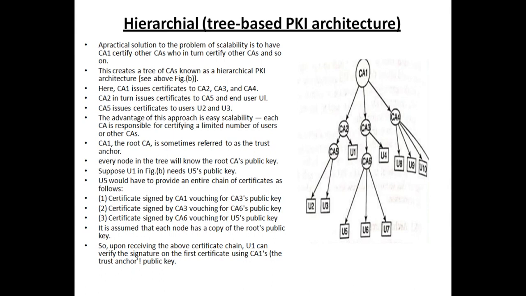So here certifying authority 1 issues certificates to certify CA2, CA3 and CA4. CA2 in turn issues certificates to CA5, so CA5 is put under CA2. CA5 issues certificates to user 2 and user 3. So that's how it's been categorized. The advantage of this approach is very easy scalability. Each certifying authority is responsible for certifying a limited number of users or other CAs. So instead of sending it to one single user, it is sent to the certifying authority.